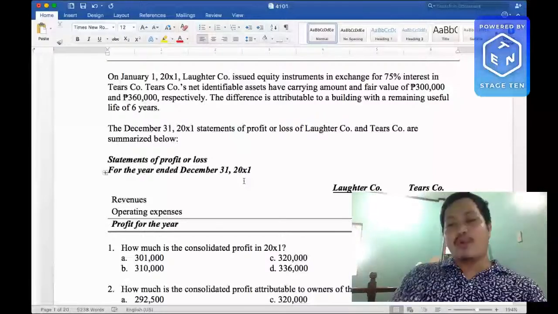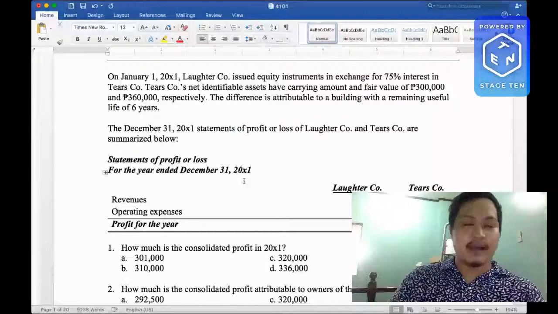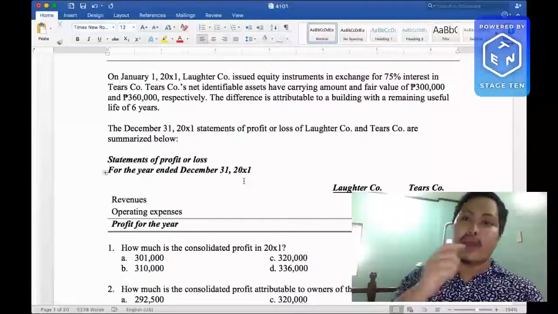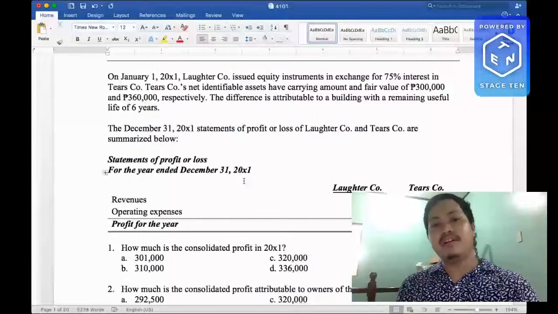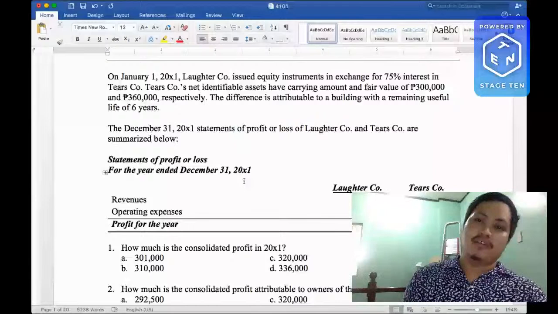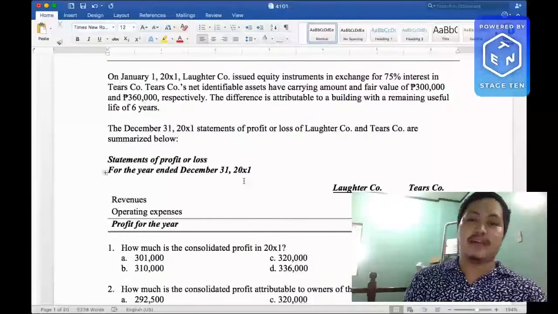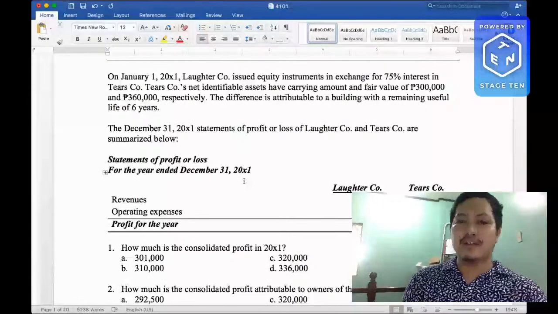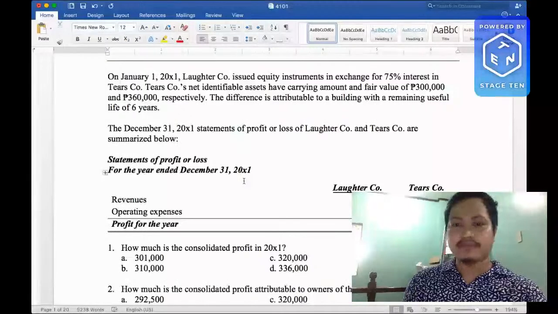Now, when will it happen that the adjustment is not a deduction? Meaning, when will it happen that the adjustment is an addition? If it's the other way around, class, if the carrying amount is greater than the fair value. Because in that case, the depreciation expense that is reported by the subsidiary would now be higher than the depreciation expense that will be reported by the consolidated entity. But that is very rare, class. That is very rare. Why?